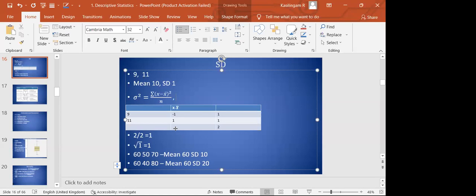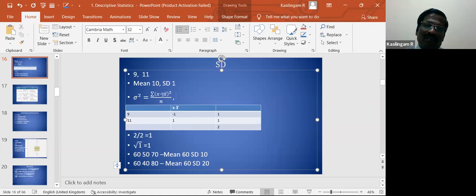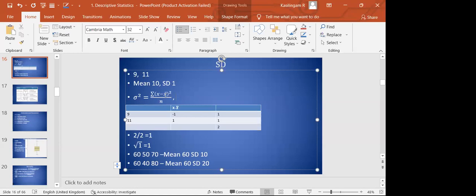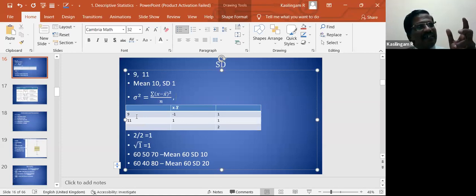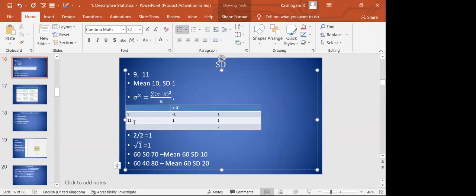Madam, x minus x bar, did you understand that? Yes, sir. X bar is 10, understood that? Yes, sir. X is a variable, right? So it will take many values. Here the values are 9 and 11. Clear? Yes, sir. So this is x.